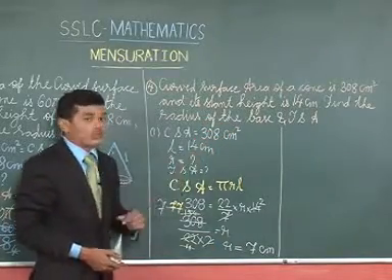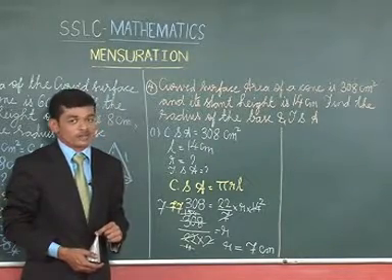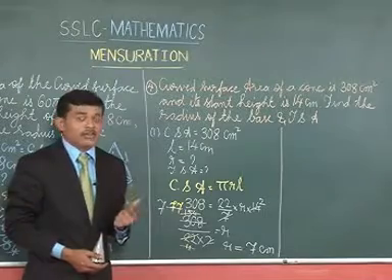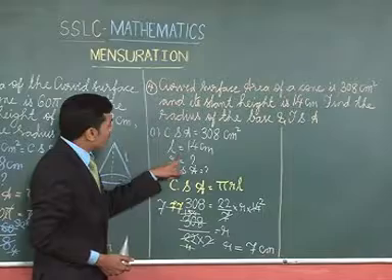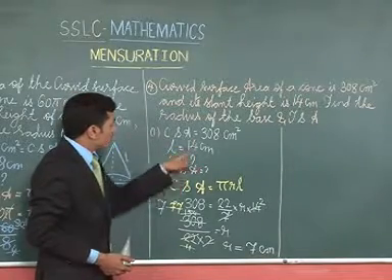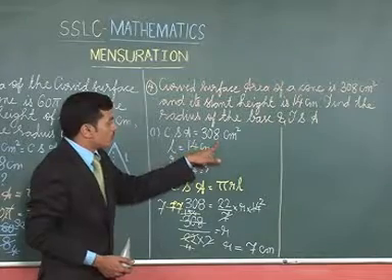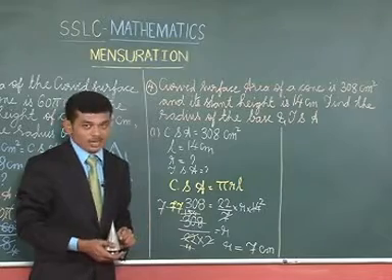So there is one more sub question here. They have also asked us to find out the total surface area. So now, given that the radius of the cone is 7 centimeter, the slant height is equal to 14 centimeter, and the curved surface area is equal to 308 centimeter square, we have to find out the total surface area.